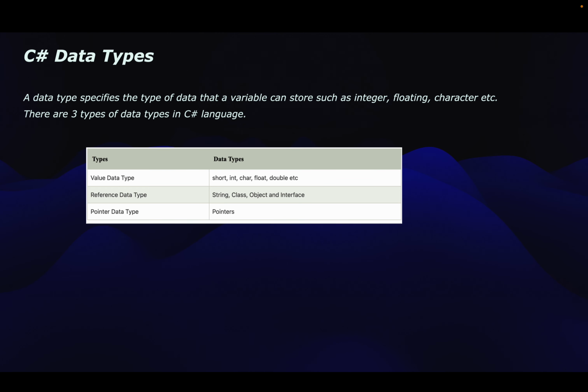First, the value data type. Inside the value data type we can consider short, integer, character, float, double, etc. The reference data type will be string, class, object, and interface. And the pointer data type will be the pointer.